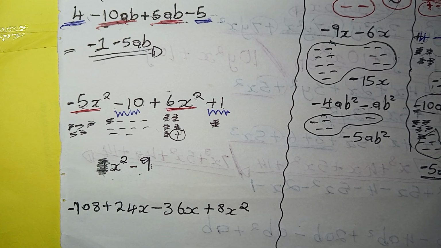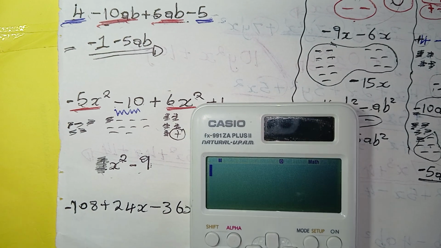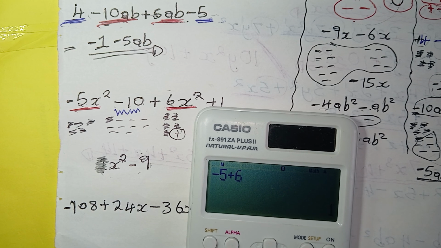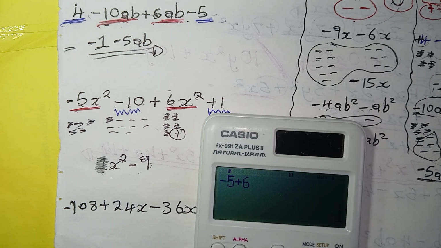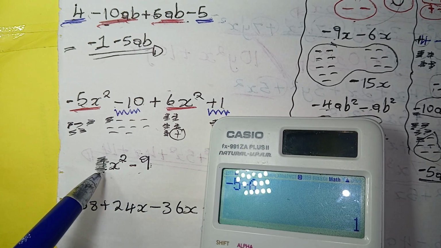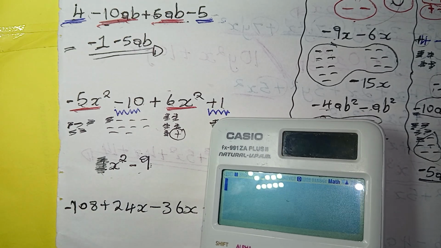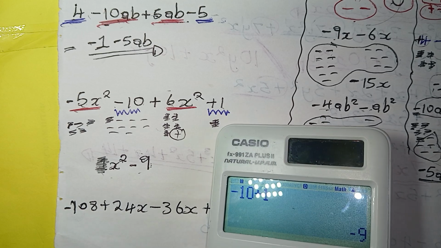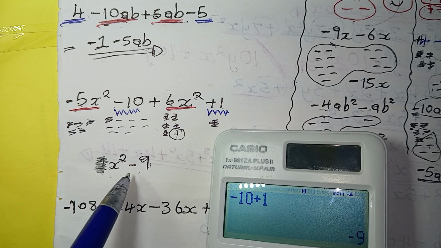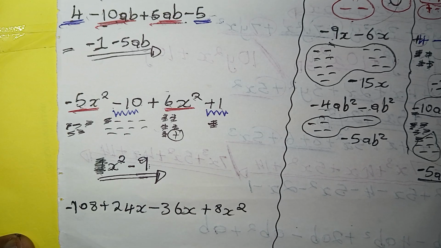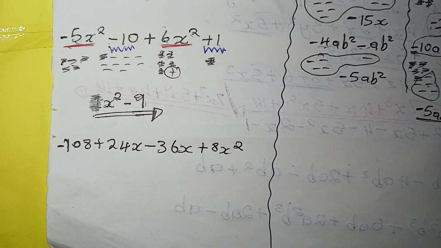Do you see? Yeah. Even if you don't believe me, you can even use a calculator. Let's start from here. Say minus 5 plus 6. Do you see? It is 1. Positive 1. And now say plus, and do you see I've got negative 9? Here's the answer. Yeah. So let me show you the last one.